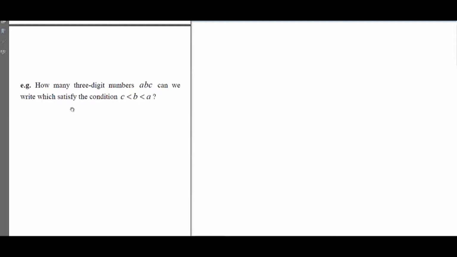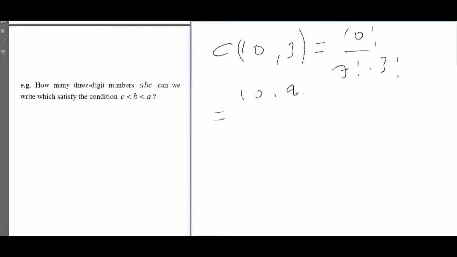So in this case, we can find the number of these 3-digit numbers using combination. In total we have 10 digits, and we want to choose 3 of them from these 10 digits. So combination of 3 from 10 is equal to 10 factorial over 7 factorial times 3 factorial, which is 10 times 9 times 8 times 7 factorial over 7 factorial times 3 times 2 times 1.